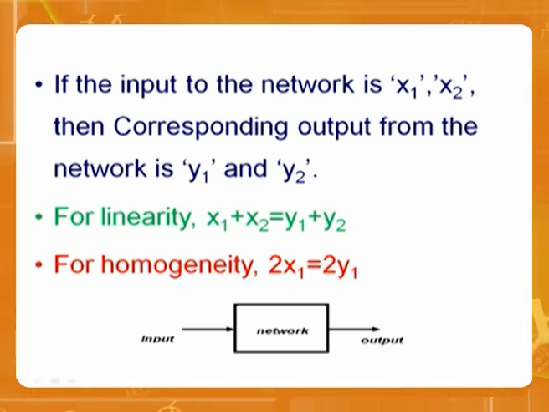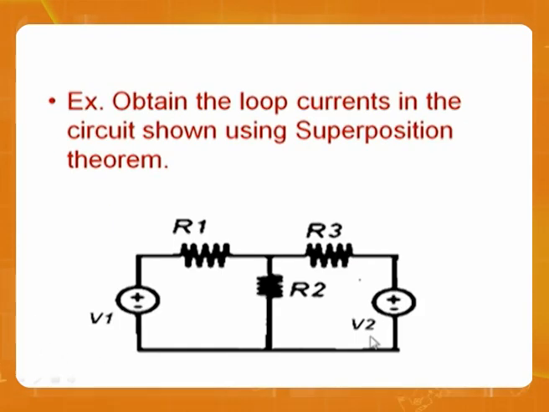This is the network. Input is here, output is here. Let me illustrate with an example. Obtain the loop currents in the circuit using the superposition theorem. Say for example, this is loop 1 and loop 2, with currents I1 and I2, resistors R1, R2, R3, and sources V1 and V2. Our understanding is V1 is here. For example, it is created in January and this is given in February. Do the analysis with V1 in January and do the analysis in February, then add them up. That's the meaning of the word superposition theorem.